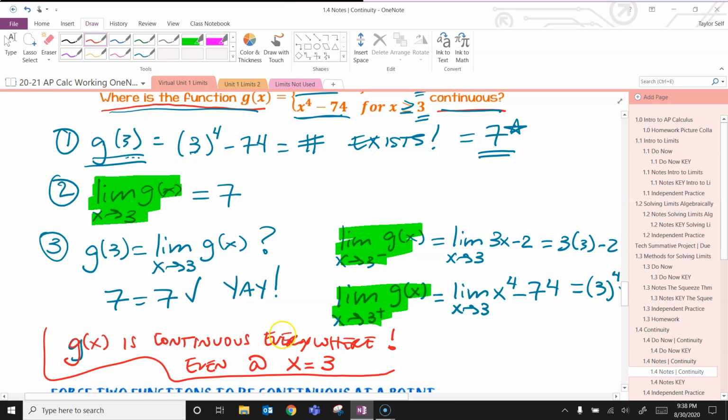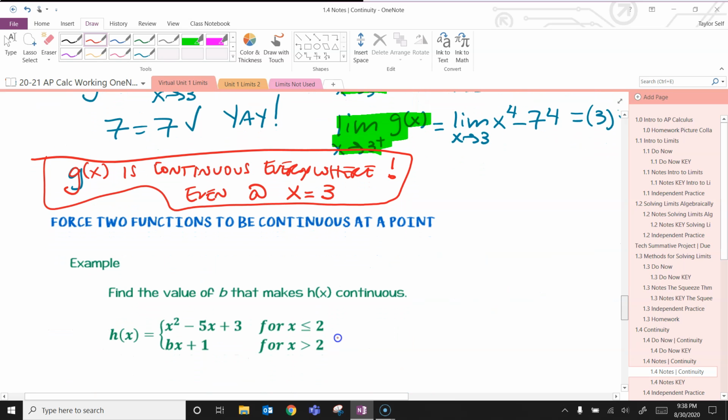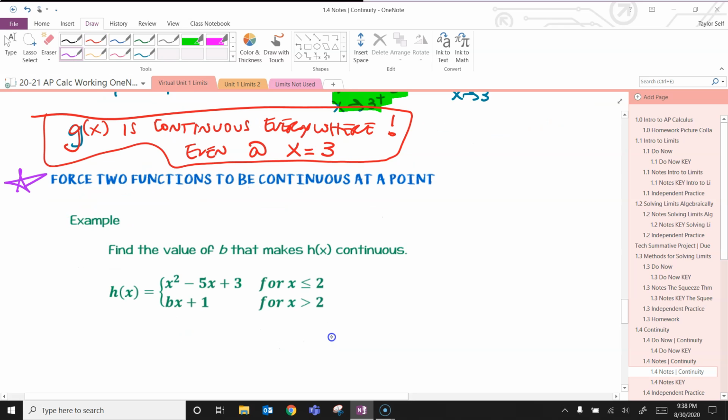Okay, cool. So now that you know what continuity looks like algebraically, we are going to force functions to be continuous. So write this down. Force two functions to be continuous at a point. And y'all are doing great. We're almost done with notes.